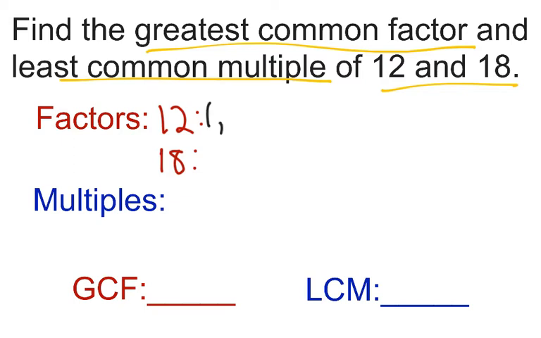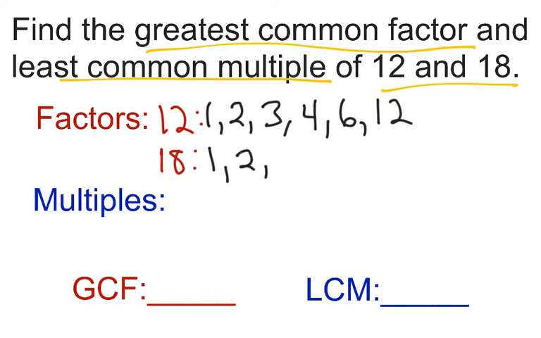My factors of 12 are 1 times 12, then I have 2 times 6, 3 times 4. So 1, 2, 3, 4, 6, and 12. Then I have my factors of 18, which we have, of course, 1 times 18, 2 times 9, 3 times 6. So I've listed them in order just to make them nice and neat.